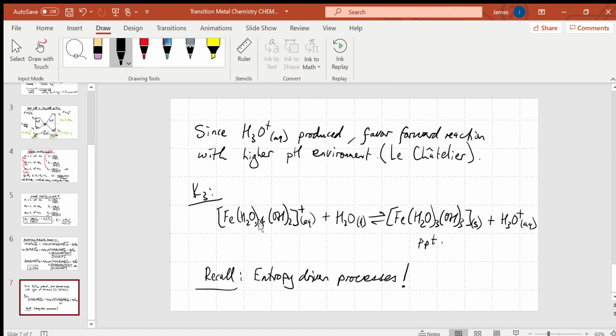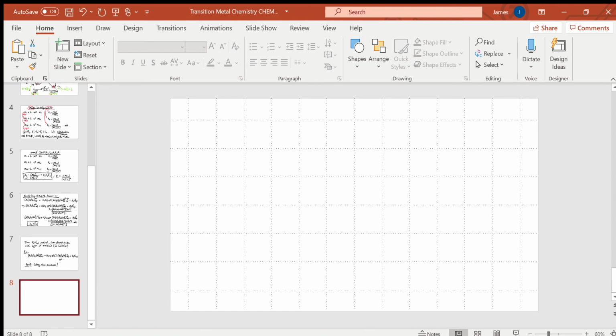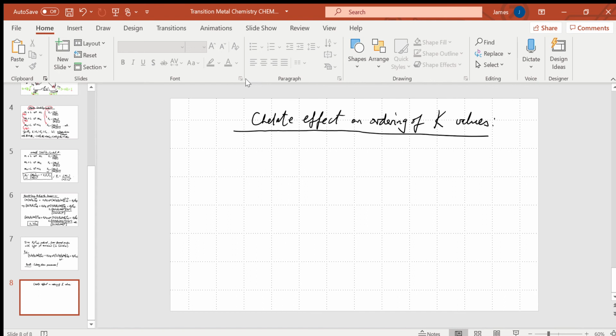Okay, I wanted to build upon this by looking at the chelate effect. So what on earth is a chelate? Because chelate effects can influence this hierarchy of K values. So I'm going to call this the chelate effect on ordering of K values.